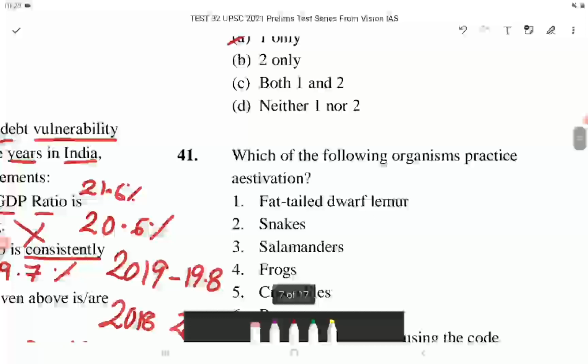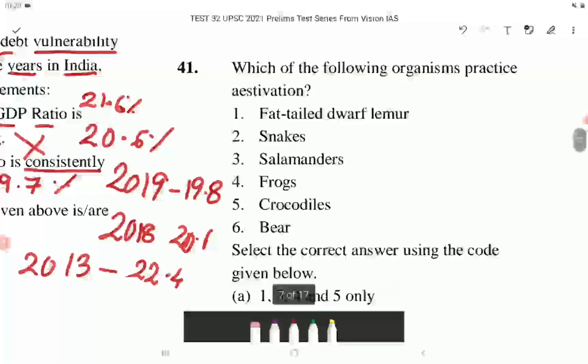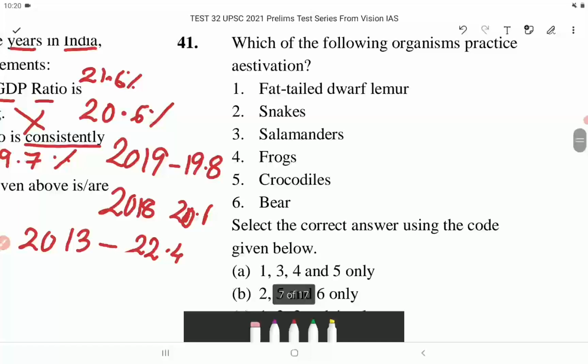Which of the following organisms practice estivation? Statement, the first one is fat-tailed dwarf lemur. This is correct. They practice estivation. Number 2, snakes. This is incorrect. Snakes practice hibernation, that is winter sleep. So snakes, it's incorrect. Number 3, salamanders.